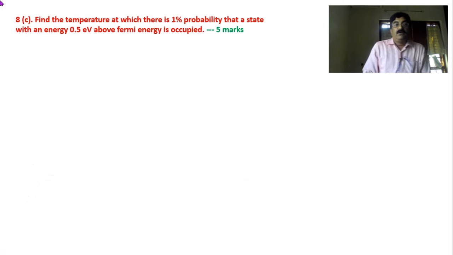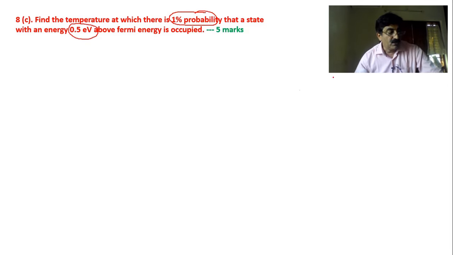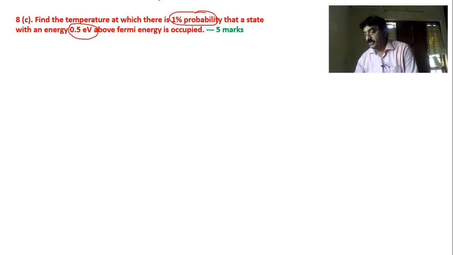Well, find the temperature at which there is 1% probability that a state with energy 0.5 electron volt above the Fermi energy is occupied. See here two quantities are given. One is the probability of occupation. Probability of occupation is 1%. Where? In a level above the Fermi level. How much above? 0.5 electron volt above the Fermi level.